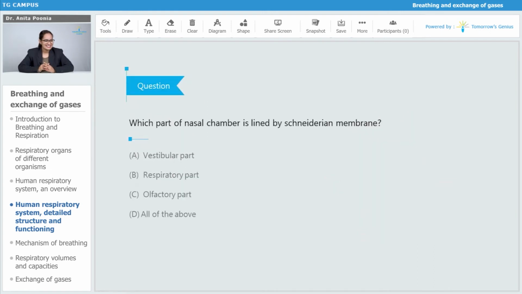Now the question is, which part of the nasal chamber is lined by the Schneiderian membrane? The options are vestibular part, respiratory part, olfactory part, or all of the above. And yes, you know the answer. The answer is the olfactory part.